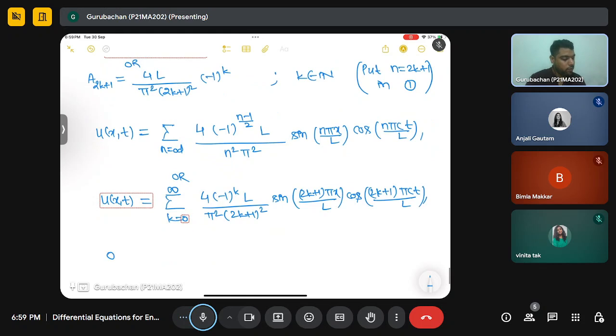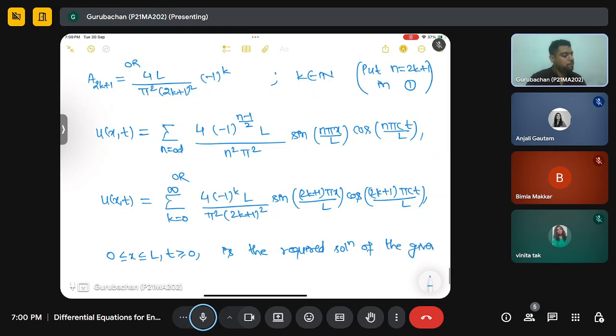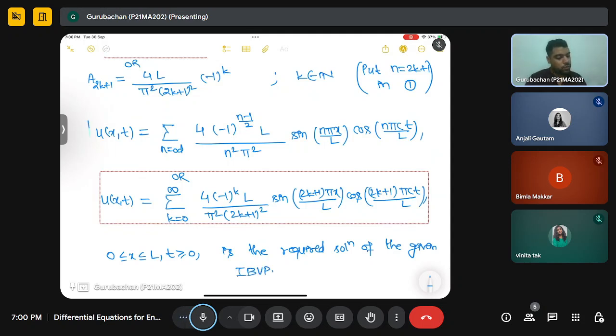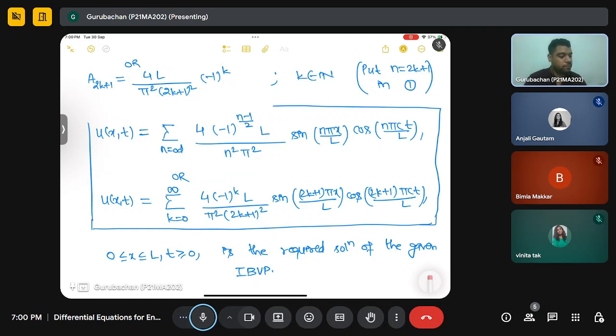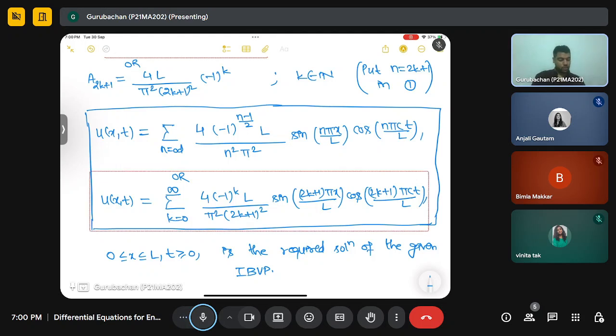This will be valid when your x lies between 0 and L and your t is greater than 0. This is the required solution of the given initial boundary value problem. Okay, so let me just re-verify it quickly. So that is correct.